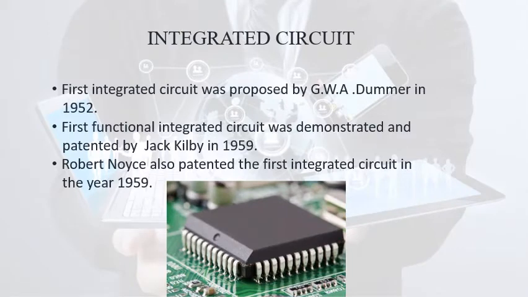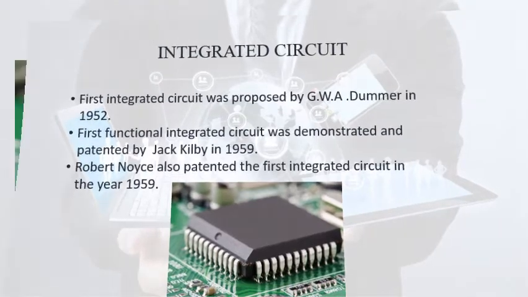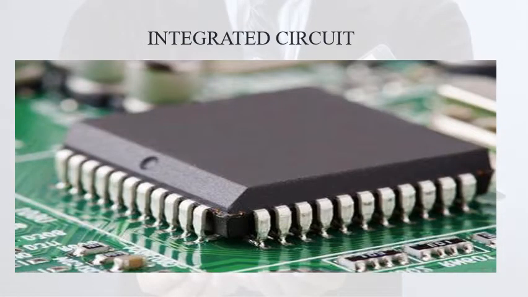Okay, in this slide I'm going to discuss integrated circuit. The first integrated circuit was proposed by G.W.A. Dummer in 1952, so he is an inventor of the integrated circuit. The first functional integrated circuit was demonstrated and patented by Jack Kilby in 1959. Robert Noyce also patented the first integrated circuit in the year 1959. Here is a picture of an integrated circuit, IC.